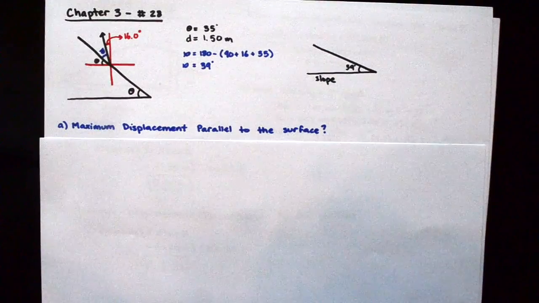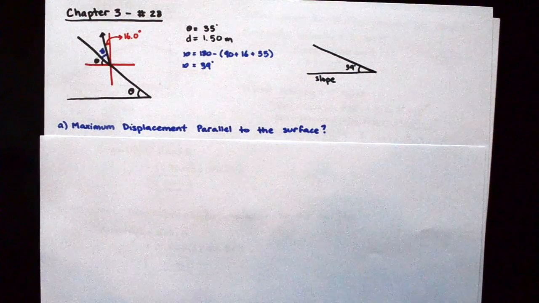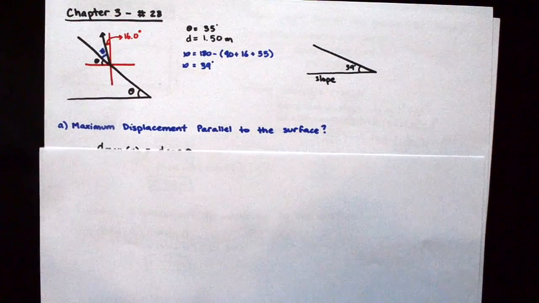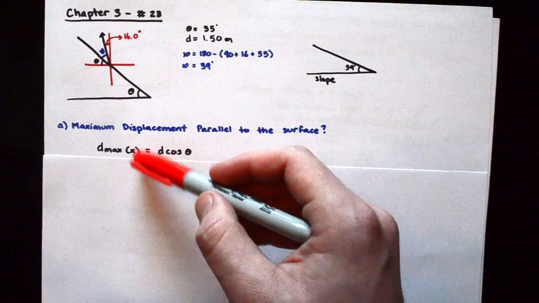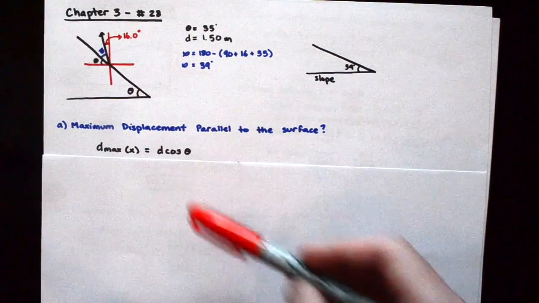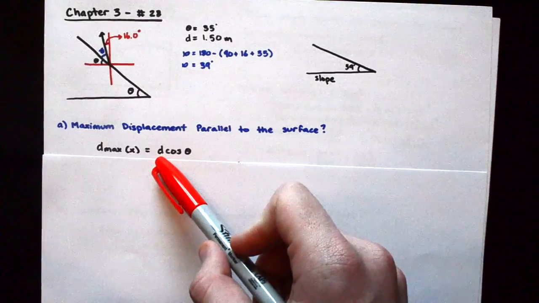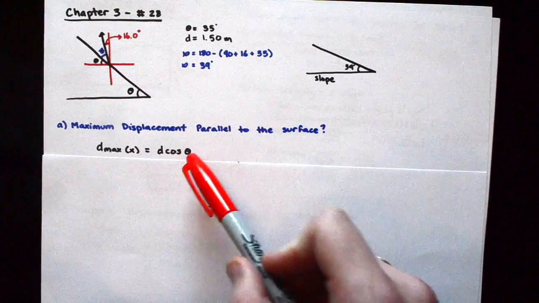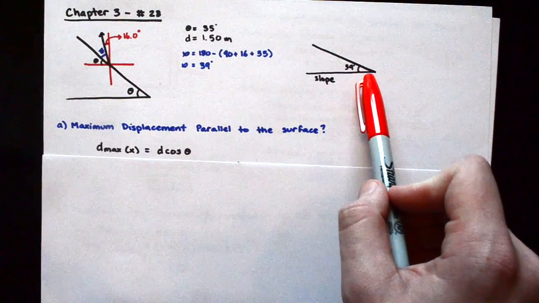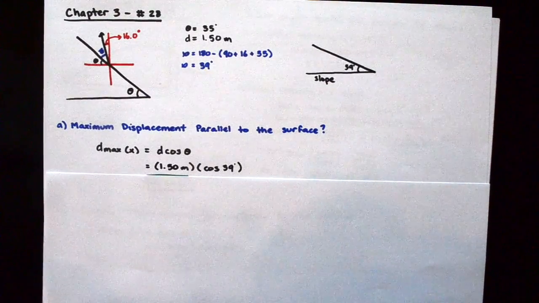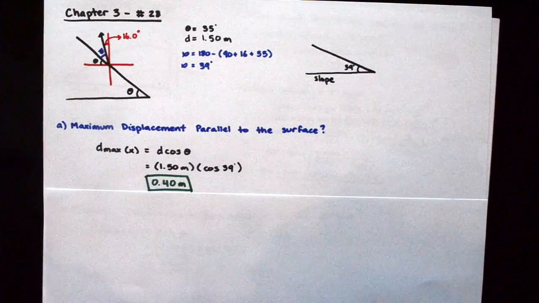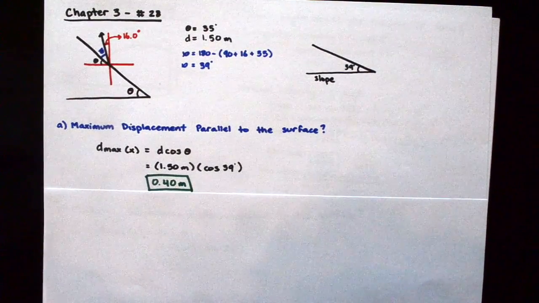So for part A, they want to know the maximum displacement parallel to the surface. In order to do that, we know that the displacement max on the x-axis is going to be the total displacement times the cosine of the angle, because we are looking for the total displacement in the x direction. So we do 1.5 times the cosine of 39 and find that it is 0.4 meters.